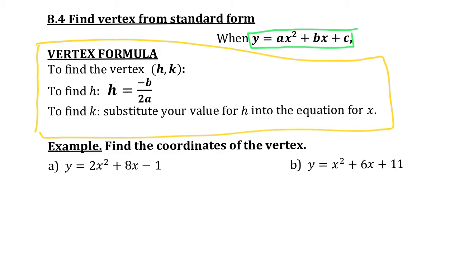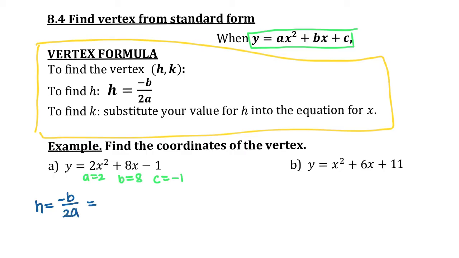Okay, the first thing is I want to identify what a, b, and c are. So if I look at this, a is the coefficient on the x squared, so that's a 2. b is the coefficient on the x, which is a positive 8, and c is the constant at the end, which in this case is minus 1. After I do that, I want to use the vertex formula. So the vertex formula says h equals negative b over 2a. I'm going to go ahead and rewrite that formula. Once you get used to this, you will not rewrite it every time, but we're still learning it. And remember, h is the x coordinate.